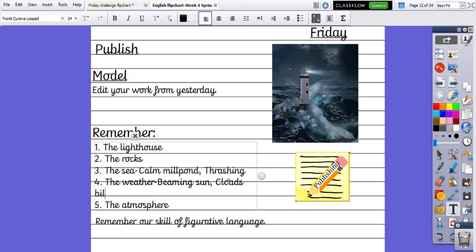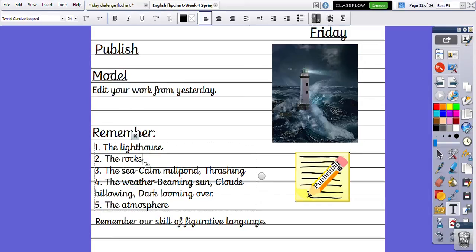clouds billowing, dark looming over. So really building that atmosphere. Make sure in your edit, go through now and check that you have described each of these 5 features. You must be describing all of these 5, if not, you are really missing something out.